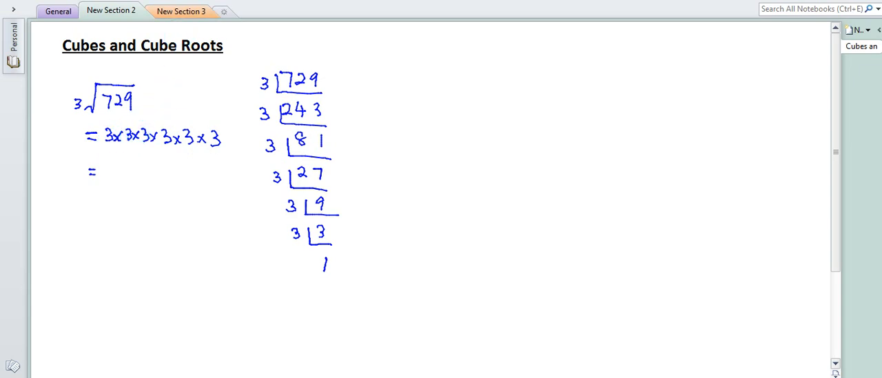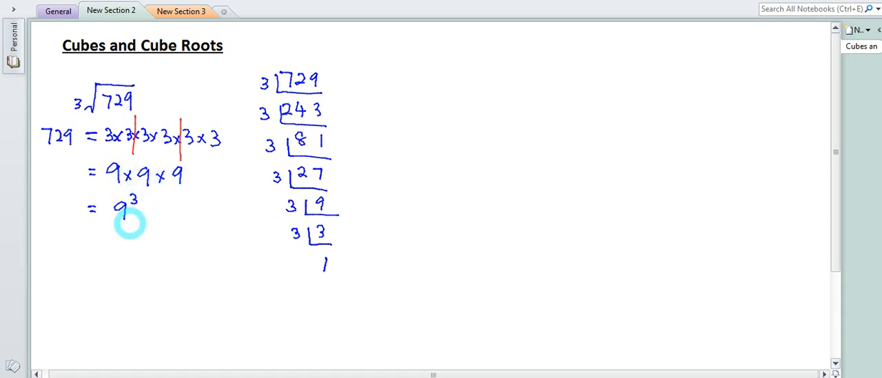So if I want to separate them into three identical groups. Why three identical groups, not two identical groups? Because this is cube root, right? 1, 2, 3. So each group of 3s gives you 9, so 9 times 9 times 9, right? Now this one I am doing for 729, not the cube root of 729. So 729 is 9 to the power 3.